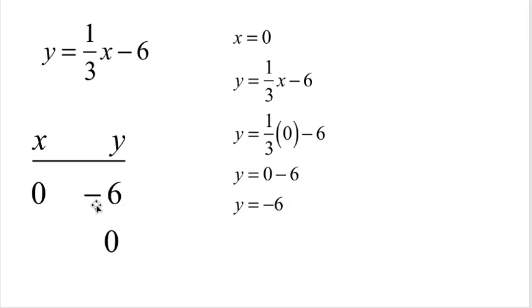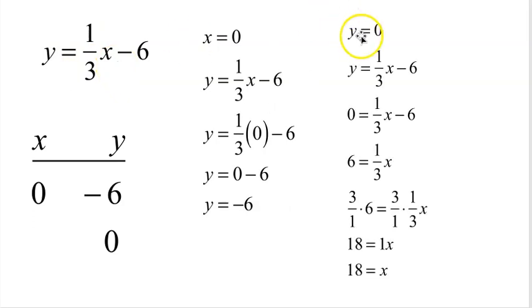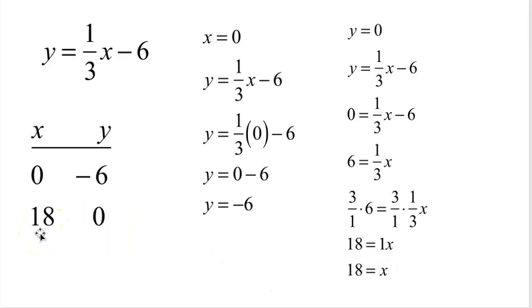So I want to find the x-intercept. This time I'm going to let y equal 0, and we're going to find out what x is. So if y is 0, we'll have 0 equals 1/3 of x minus 6. Then we will solve for x. Adding 6 to both sides, 6 is 1/3 of x. Multiplying both sides by the reciprocal of 1/3, which is 3/1, 3/1 times 6/1, 18 is 1x, 18 is x. So when y is 0, x is 18.